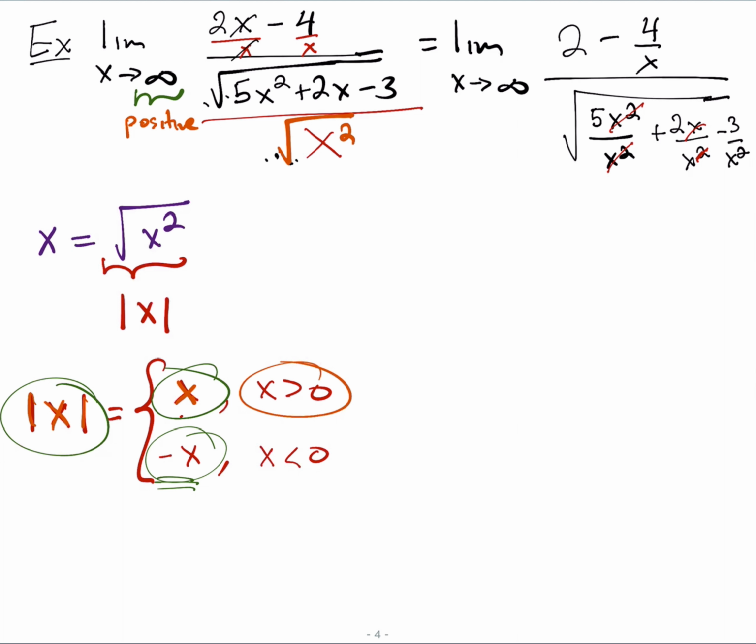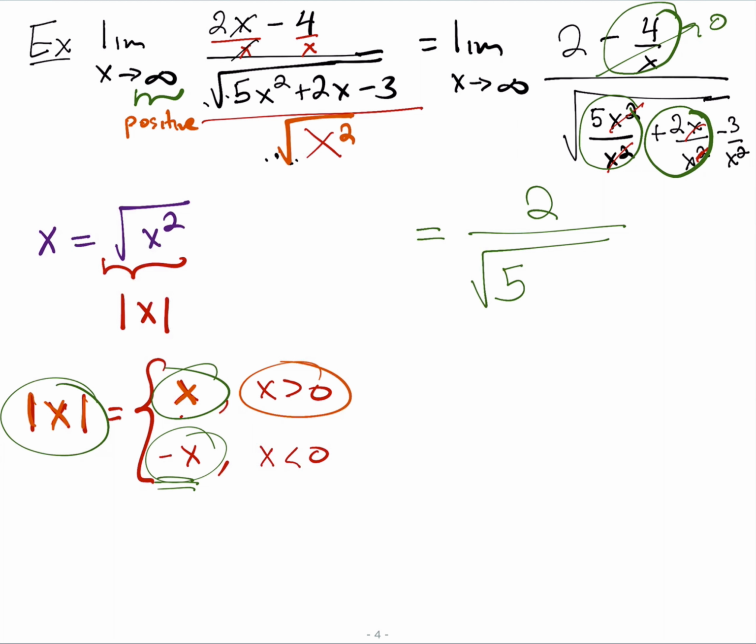I've simplified, right? So if I evaluate the limit as x goes to infinity, what happens to this guy? This goes to 0. Okay. What about here? That's the number 5, right? Because x squared over x squared equals 1. So then I have a 2 over square root of 5. And then what about this 2 over x? Goes to 0. And what about 3 over x squared? That also goes to 0.